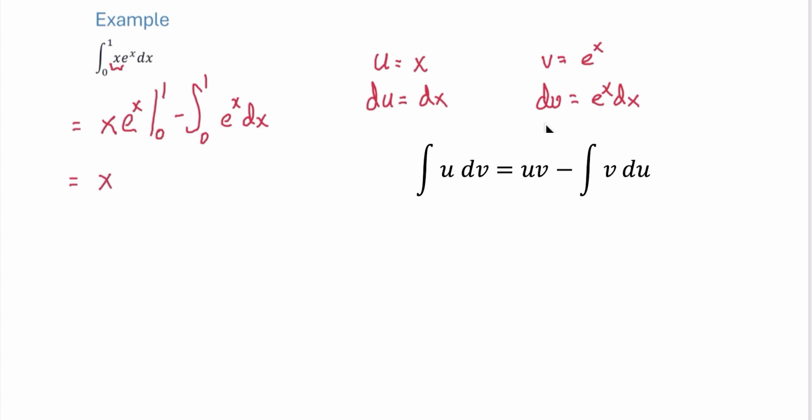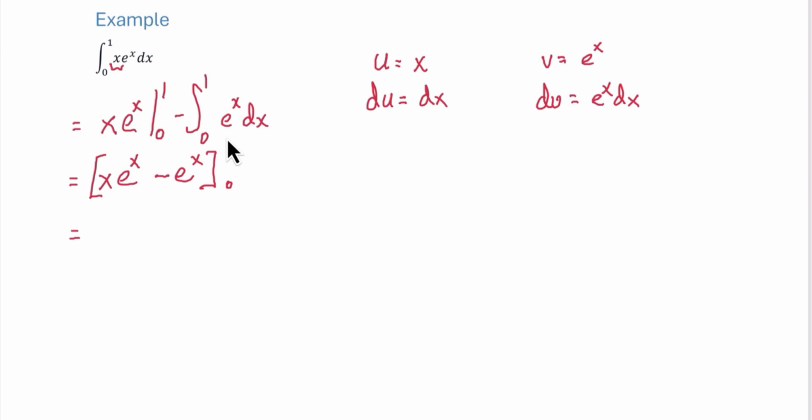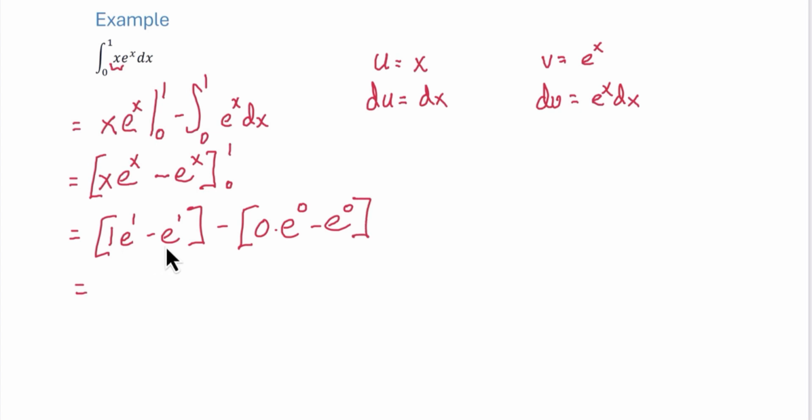Let's now rewrite this as x e to the x. If we evaluate this integral, the integral of e to the x is e to the x. So we'll have minus e to the x, and all of this is being evaluated from 0 to 1. Now we'll plug in that upper limit, 1 times e to the first power, minus e to the first power, minus, let's plug in 0. 0 times e to the 0 minus e to the 0. e minus e is just 0.